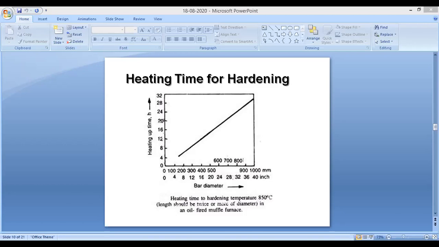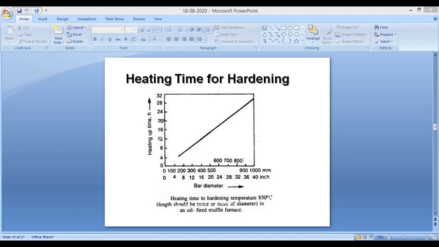During the initial heating stage, the surface of the steel is at a higher temperature than the center. The closer the temperature of the steel becomes to the preset temperature of the furnace, the smaller is this temperature difference. That is, in actual practice, it can be assumed that when the surface has reached the temperature of the furnace, the steel is heated right through based on calculated values. Heating time to hardening temperature of 850 degrees centigrade in an electrically fired muffle furnace can be obtained.